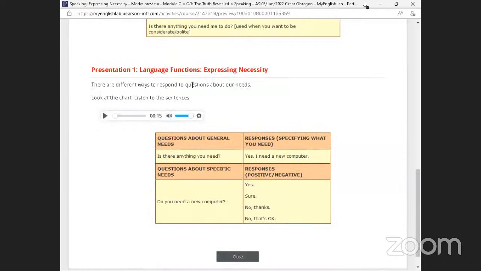There are different ways to respond to questions about needs. Questions about general needs: Is there anything you need? Okay, just very general. Responses specifying what you need: Yes, I need a computer. Simple. Questions about specific needs: Do you need a new computer? Responses. It could be a short response. Yes, sure. No, thanks. No, that's okay.